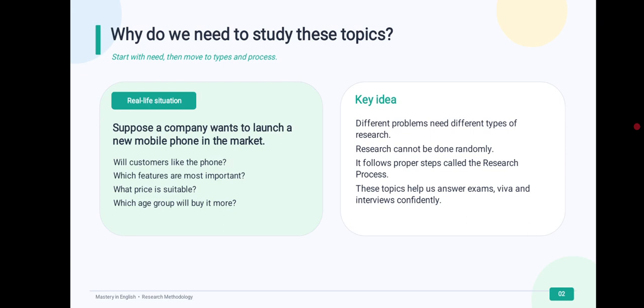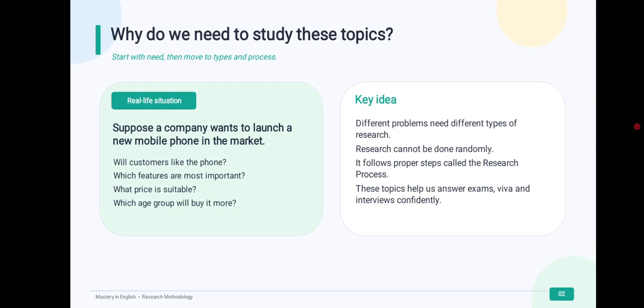The company needs to collect information from the customers, study the market trend, analyze the customer behavior, and then take decisions. Basically, this process helps the company to reduce risk, improve product quality, understand customer needs, and increase profit. So that's why research is very, very important for everyone.